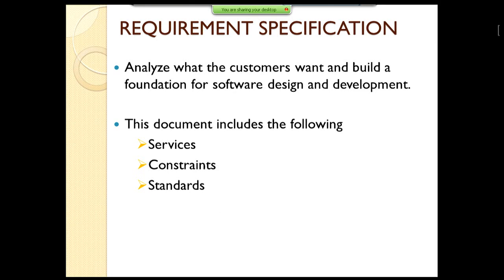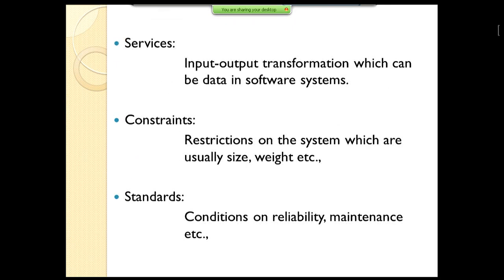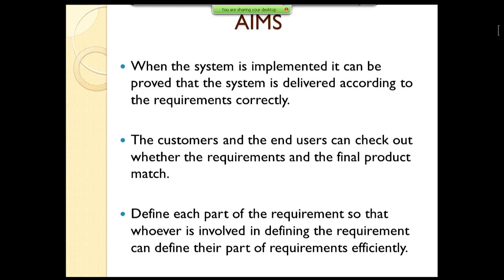This is a permanent document which is useful before, during, and even after the implementation of the product. This document must include 3 categories, mainly: services, constraints, and standards. Services mean the input to output data transformation, which is usually in the form of data in software systems. Constraints include restrictions on the system, which are usually physical, like size, weight, etc. Standards include the conditions which must be met by the delivered product, such as reliability, maintenance, acceptable failure rates, etc.